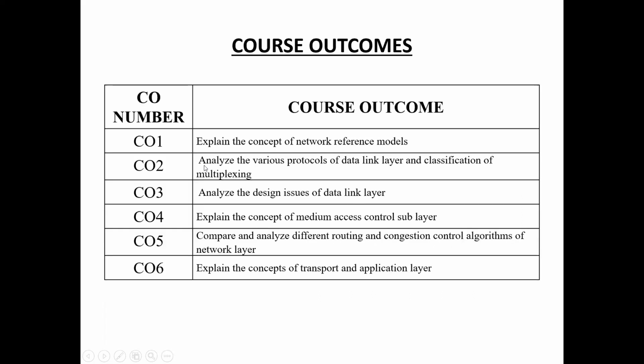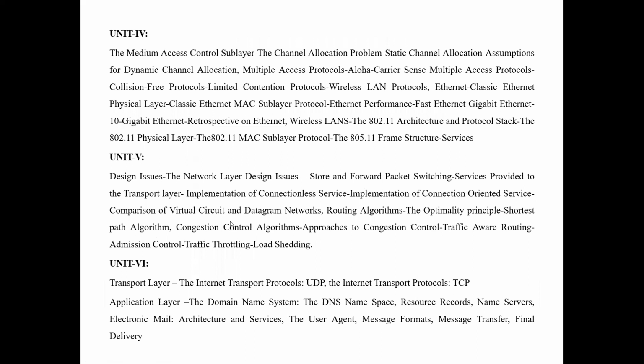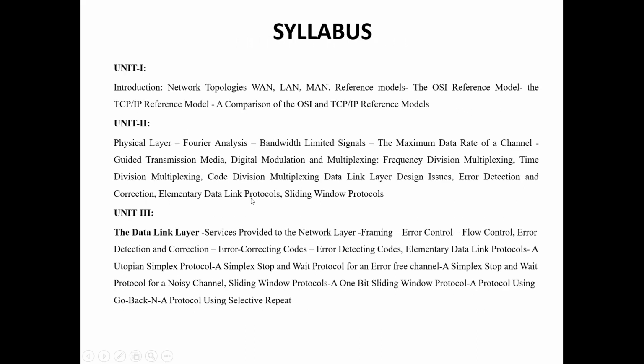Next, CO2: after completion of the course, you will be able to analyze the various protocols of data link layer and the classification of multiplexing. Here CO2 corresponds to unit 2. The various protocols of data link layer means elementary data link protocols and sliding window protocols.